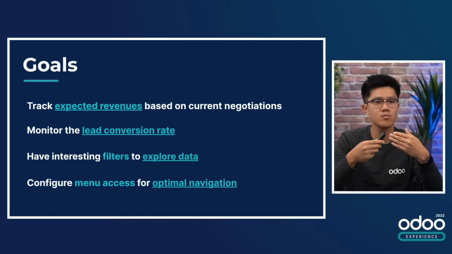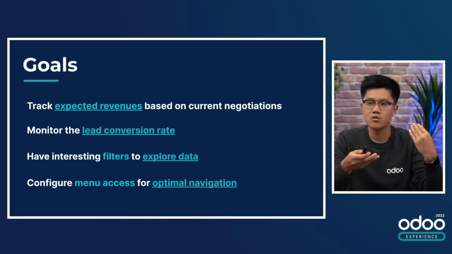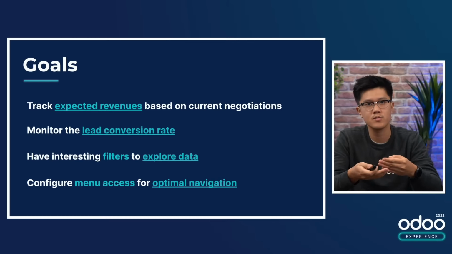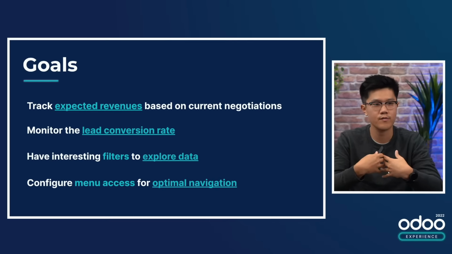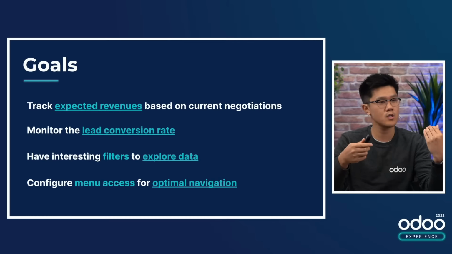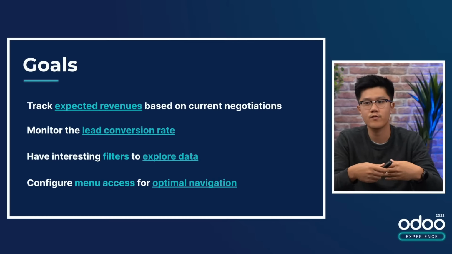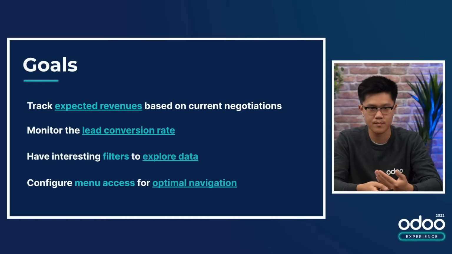The second one would be to monitor the lead conversion rate. So it measures how efficient your teams are in closing deals. So we'd have, for example, 10 prospects, and then being able to close 5 deals means that you have a 50% conversion rate at the moment.